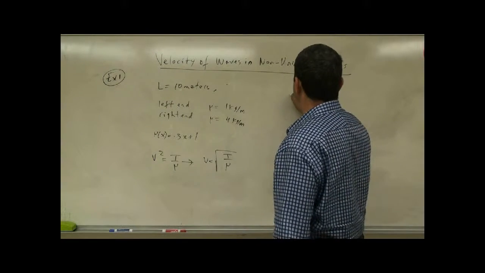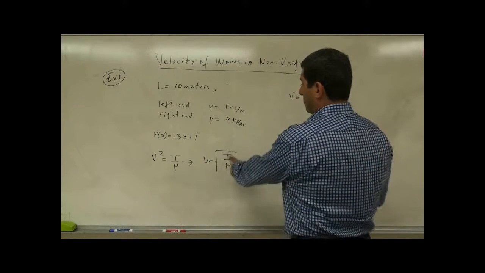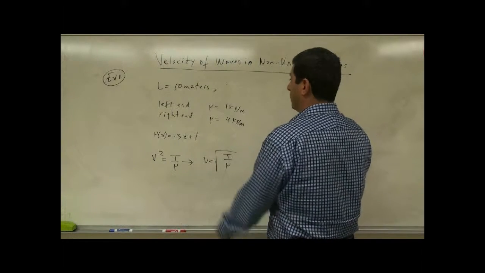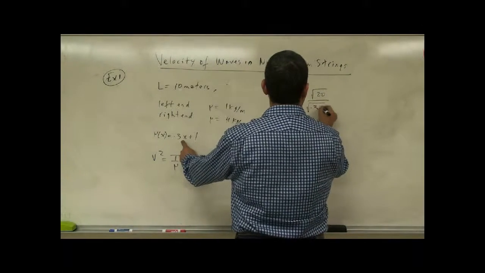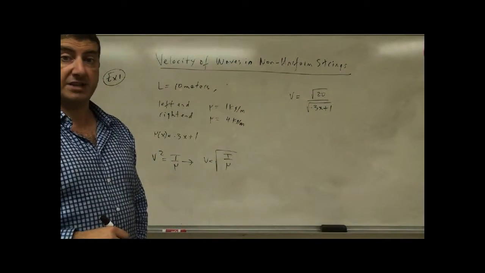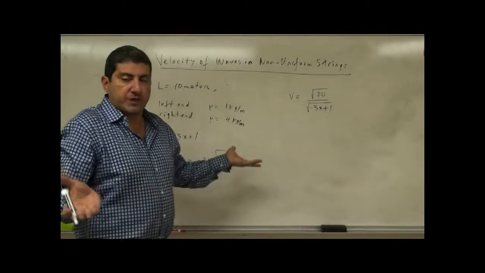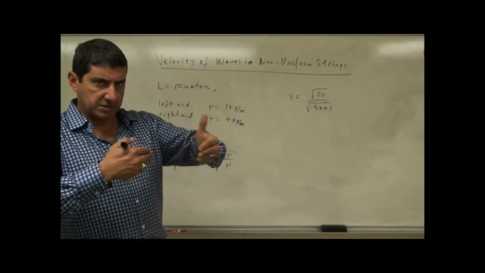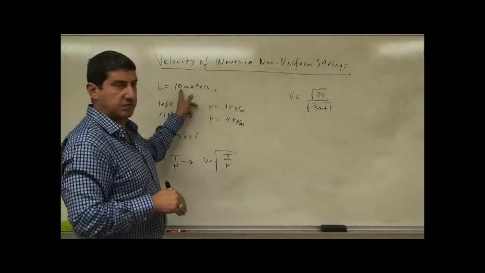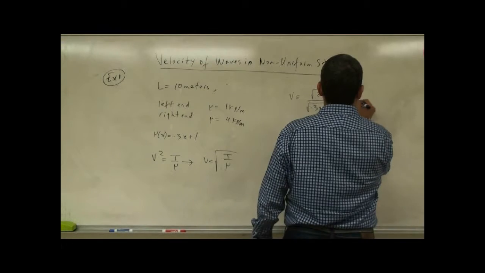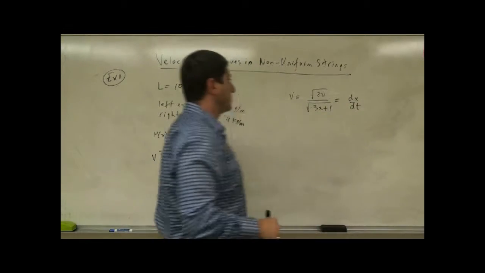So then you have here v is equal to, the tension is uniform, so square root of 20 over square root of 0.3x plus 1, right? And what is that equal to? Well, this just gives you a general function, v as a function of x, right? We want to know how long a wave takes to travel the length of the string, 10 meters, right? So this is equal to dx over dt, right?